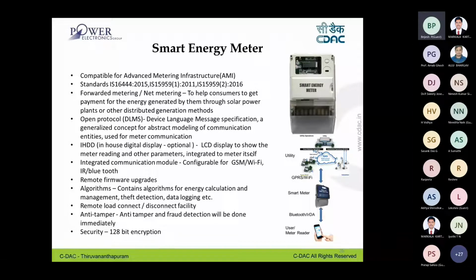So for your system monitoring also, you can use the smart energy meter. And also there is a possibility of a remote connect-disconnect option. We can disconnect loads from the microgrid on the AC side. That is also possible with the smart meter. For both these applications, we use a smart energy meter in this microgrid.